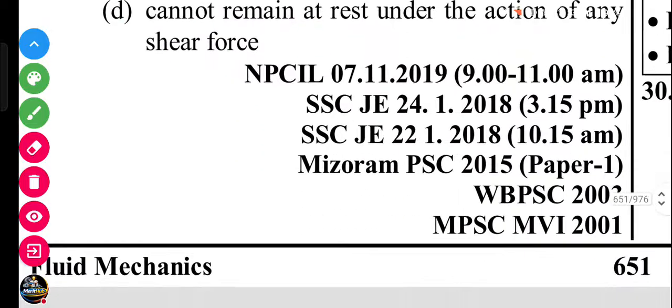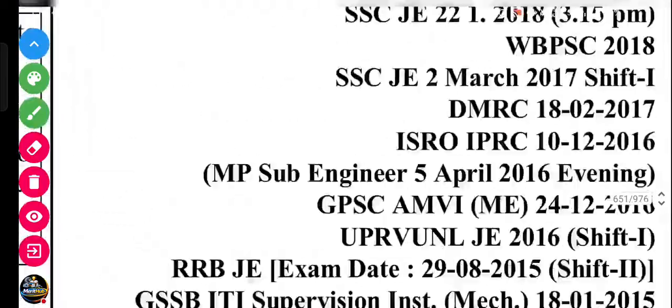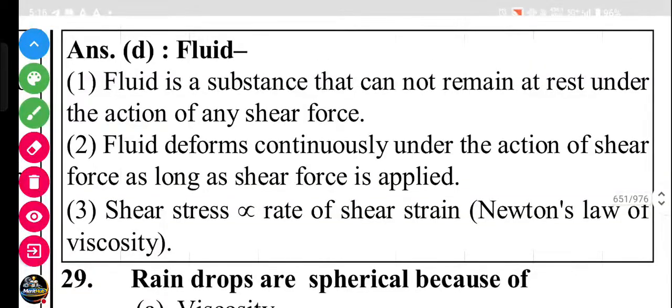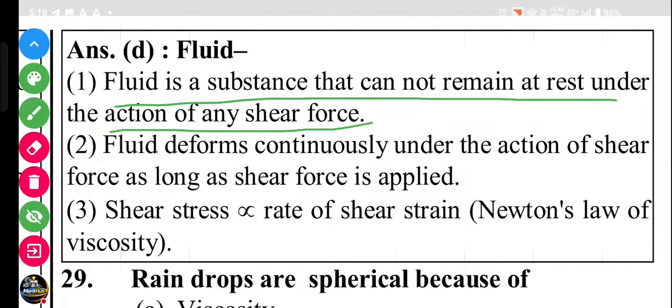The explanation is here. A fluid is a substance that cannot remain at rest under the action of any shear force. A fluid deforms continuously under the action of a shear force as long as the force is applied. Shear stress is directly proportional to the rate of shear strain. This is Newton's law of viscosity.